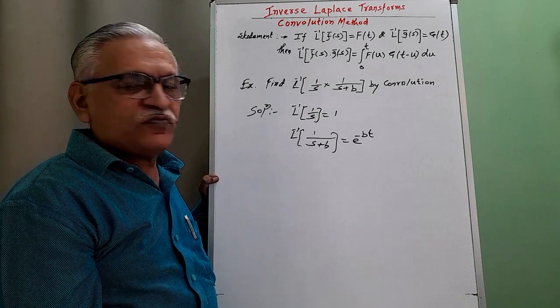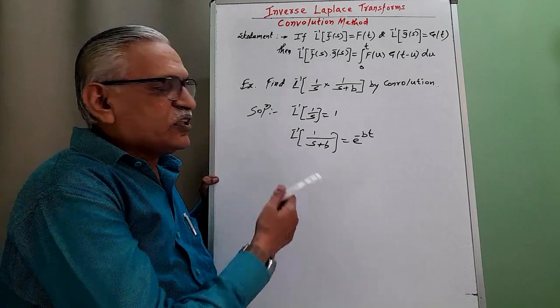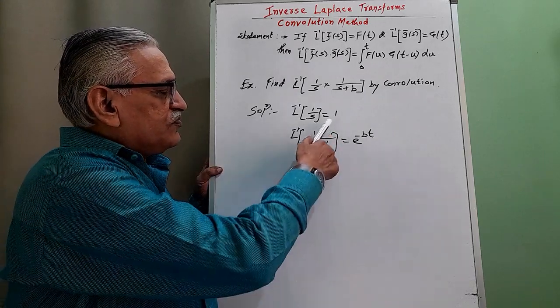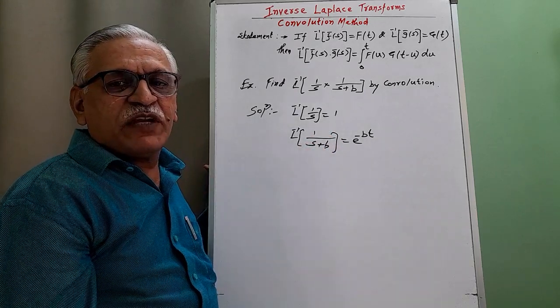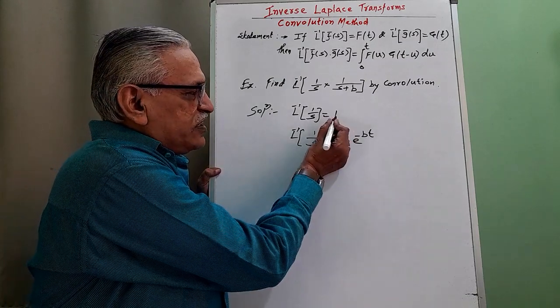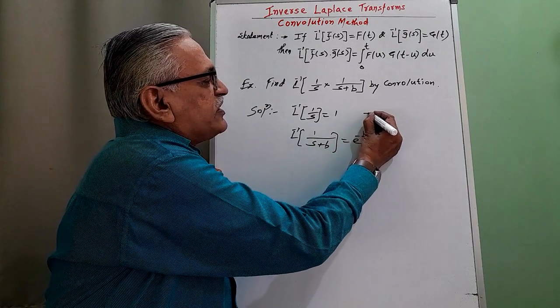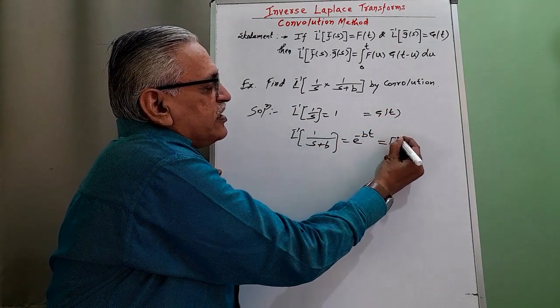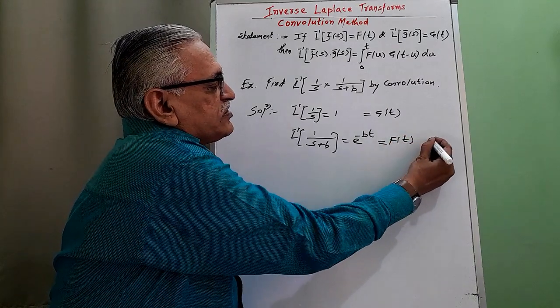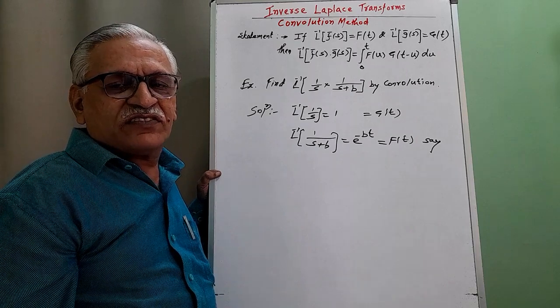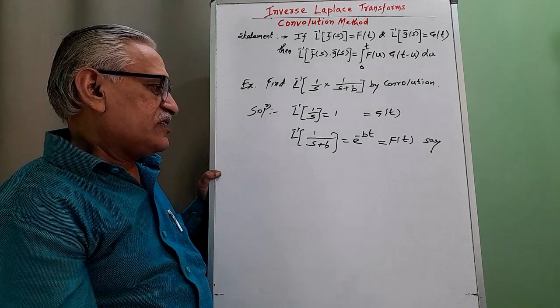But as a rule, or note, consider the term having the minimum terms of t as g of t. Therefore, here, as there is no term of t, I will consider it as g of t, and the remaining one as f of t. Or we can interchange the values. The final answer will remain the same.